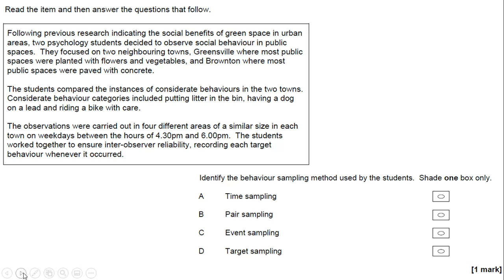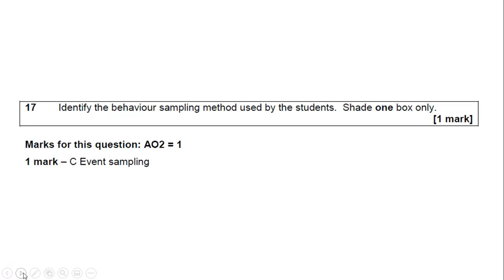This is an exam question that looks at sampling. So you've got the question, it's about green space in urban areas. You've got the stem there, and then you've got the question: identify the behaviour sampling method used by the students. Have a think about what the answer might be. So for this experiment, you would be using event sampling.